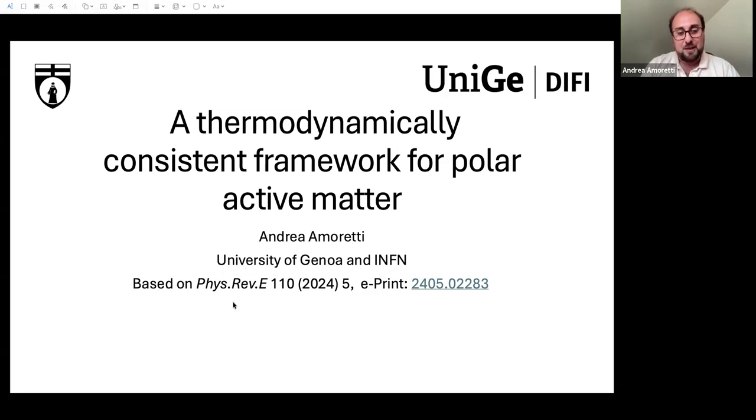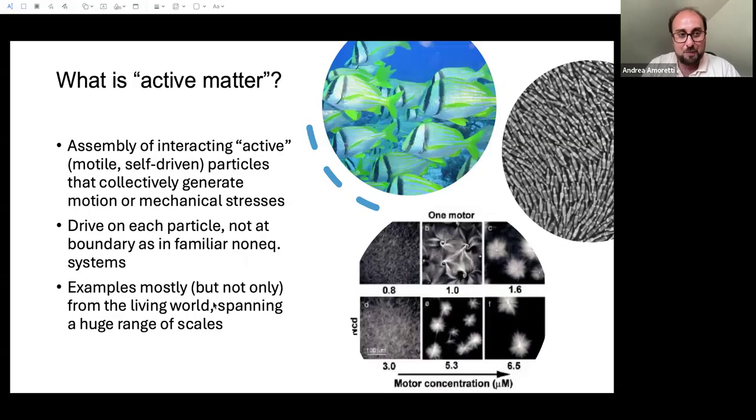So the talk of today is based on a paper I did a couple of years ago, and we talk about active matter. Since I think not many of you are familiar with the topic, I prepared just a very basic presentation, and I think we should start from the dictionary, which is most of the time the most difficult part of the story. So what is active matter?